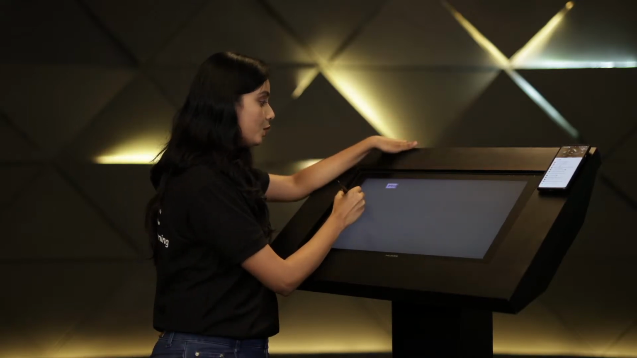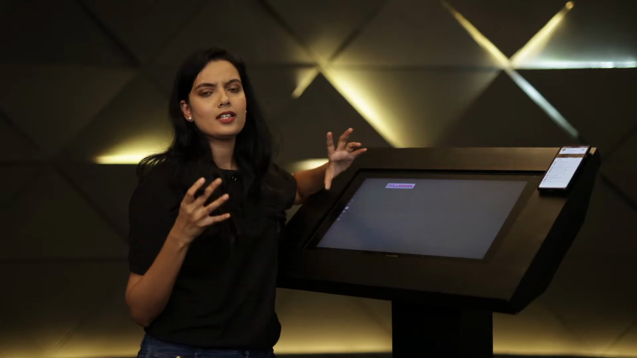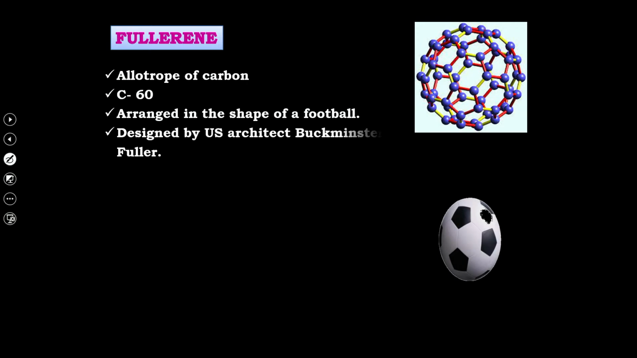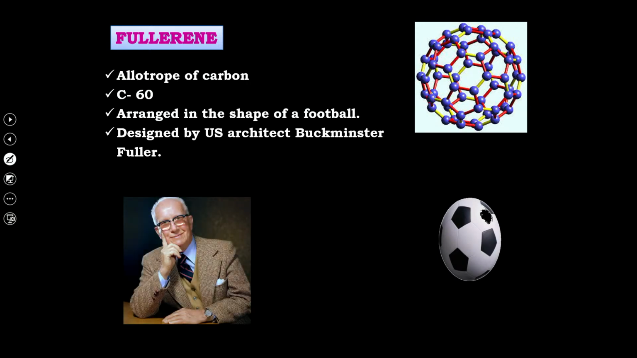Now moving towards another interesting allotrope of carbon, that is fullerene. So fullerene is the allotrope of carbon in which 60 carbon atoms are bonded to each other. So you can see here in the figure that it is arranged in the shape of a football, and it was designed by the US architect Buckminster Fuller. So it is sometimes also known as Buckminsterfullerene, or it is also known as buckyball.